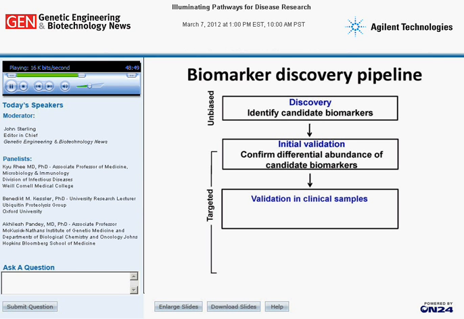The pipeline that we are following is to essentially find biomarkers that would provide a readout of the action of sulforaphane. So we are carrying out an unbiased screen, which is for discovery of these candidate biomarkers, and then we move on in a targeted fashion to carry out an initial validation to confirm differential abundance of candidate biomarkers, and then on to validating these candidate biomarkers in actual clinical samples. Next slide.